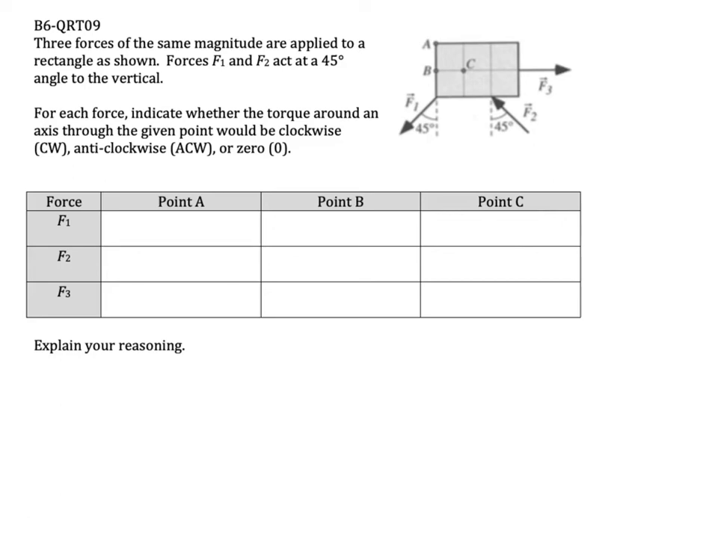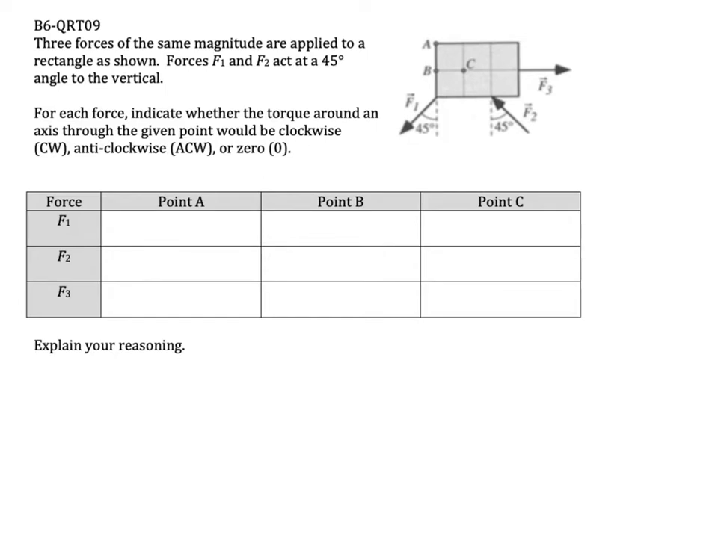Sample problem 11-03. Three forces of the same magnitude are applied to a rectangle as shown. Forces F1 and F2 act at 45 degrees to the vertical. For each force, indicate whether the torque around an axis at the given point would be clockwise, anti-clockwise, or zero.